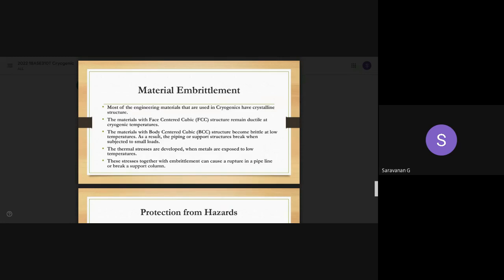So there is a possibility of rupture in the pipeline or breaking of the supporting column, or whatever it may be. This can happen because most fluid handling systems, transporting systems, or piping systems are made of materials with a crystalline structure. That is also one of the important hazards that can occur in cryogenic fluid storage and transportation.